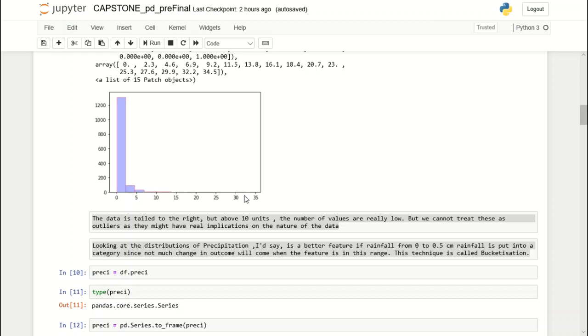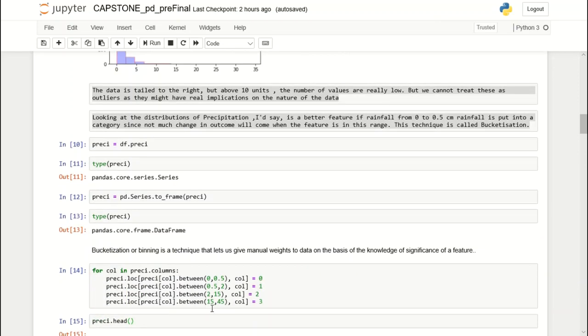So instead of treating it as an outlier and trying to pluck it out, we will use a different technique called bucketization, in which we will create a range and replace our entries with weights that we want our model to use, which is done over here. Like from 15 to 45 in this range, if any value is falling, it will be replaced by 3.